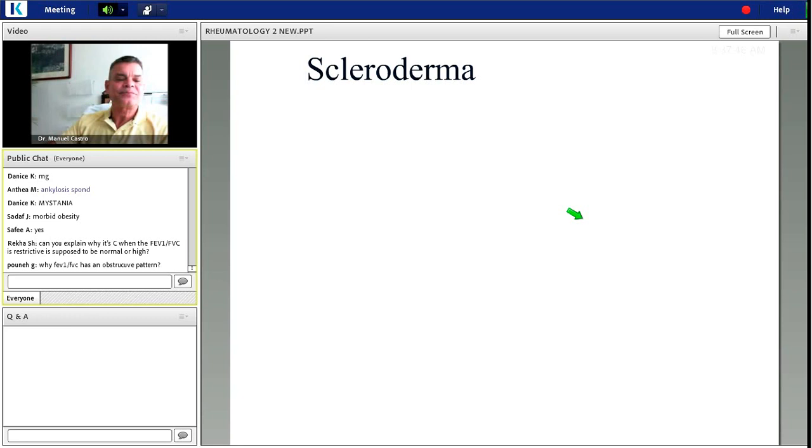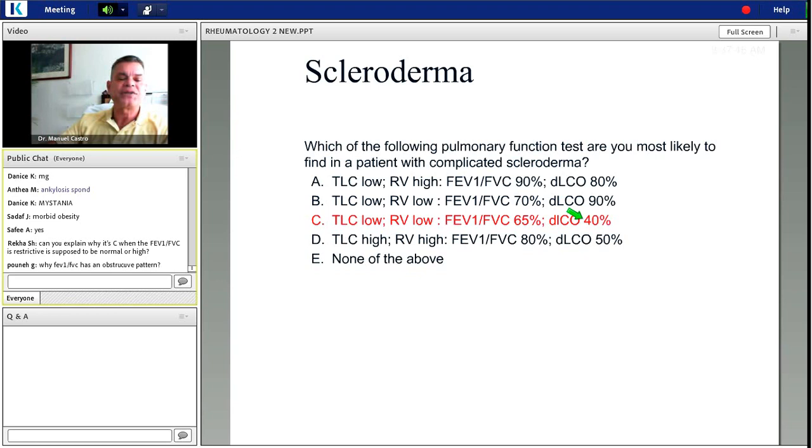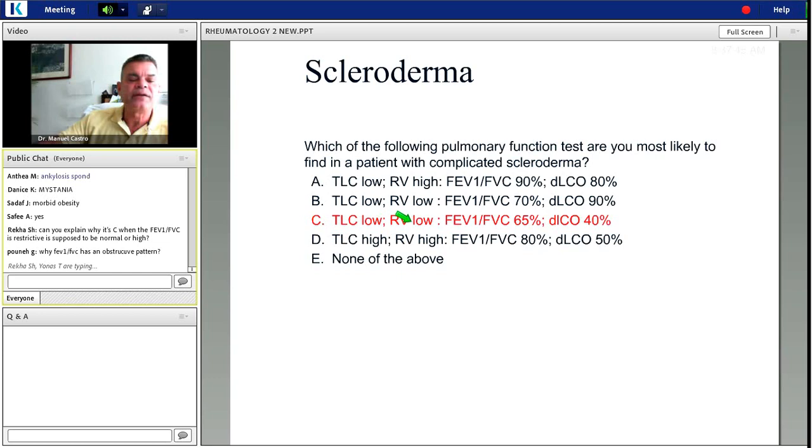In patients actually with interstitial lung disease, the volumes are going to be low. Are you with me with that? That the volumes are going to be low? Yes. Okay. Now, the DLCO is going to be low because there's going to be fibrosis. Are you with me with that?